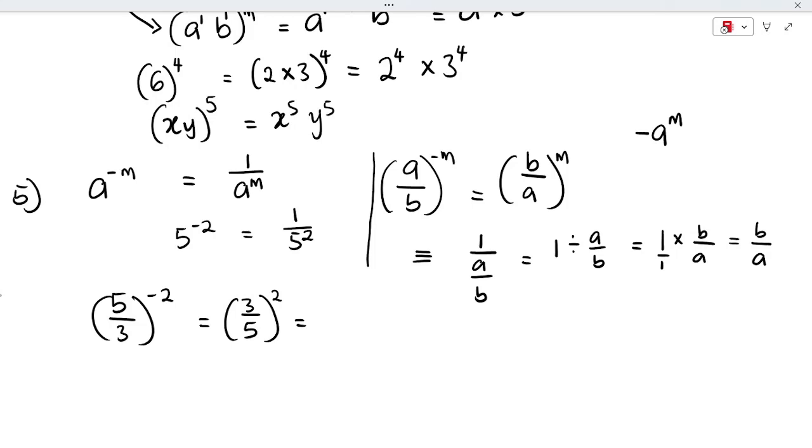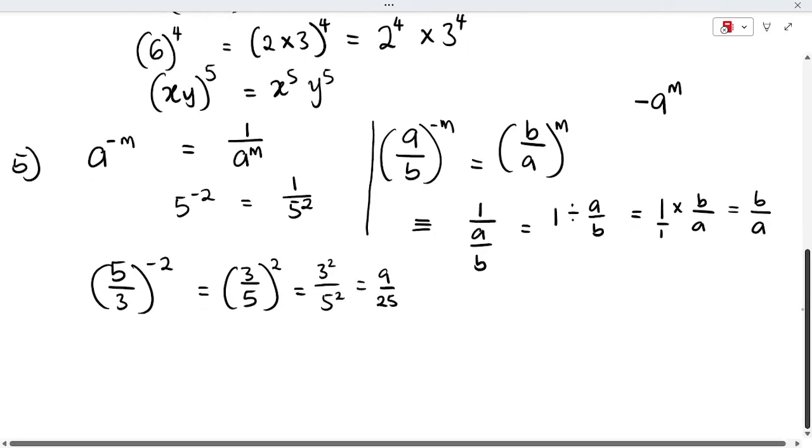Now what happens? As I said earlier, whenever we have a power outside the brackets and there are two numbers inside the bracket, the power affects both of them. That means we should be having 3 squared over 5 squared, which equals 9 over 25. So that's practically how you do that.